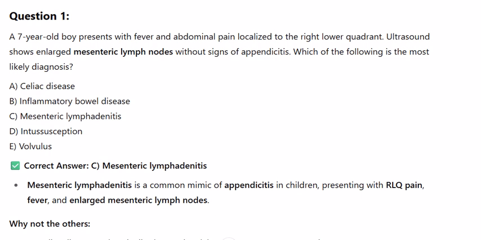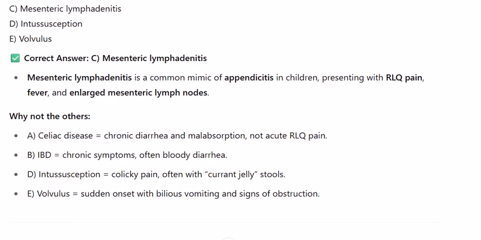Mesenteric lymphadenitis. Mesenteric lymphadenitis is a common mimic of appendicitis in children, presenting with RLQ pain, fever, and enlarged mesenteric lymph nodes. Why not the others? A. Celiac disease equals chronic diarrhea and malabsorption, not acute RLQ pain. B. IBD equals chronic symptoms, often bloody diarrhea. D. Intussusception: colicky pain, often with currant jelly stools. E. Volvulus: sudden onset with bilious vomiting and signs of obstruction.